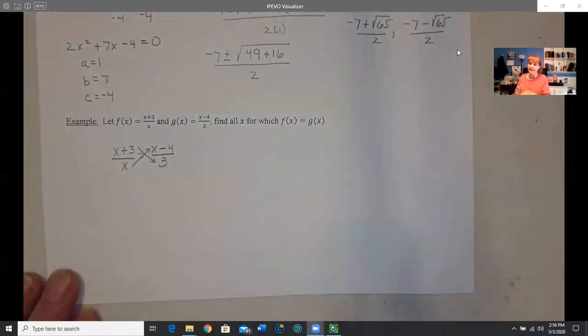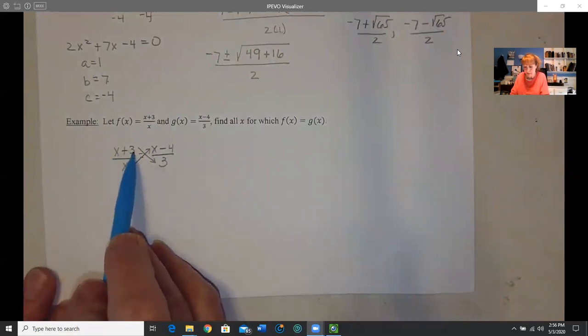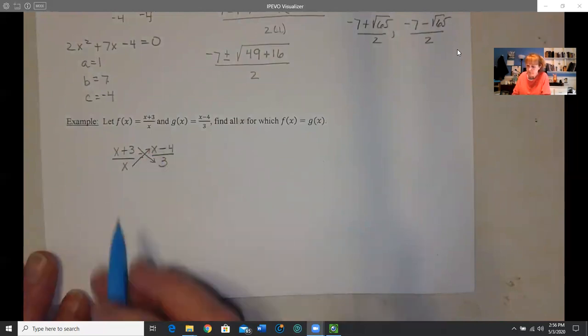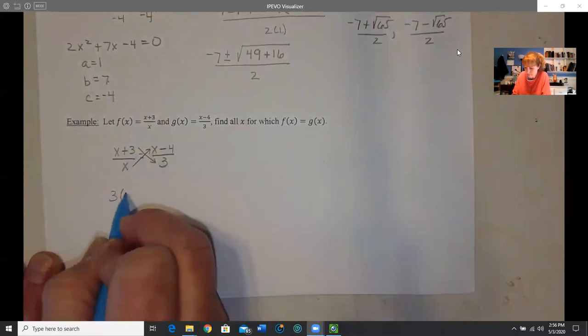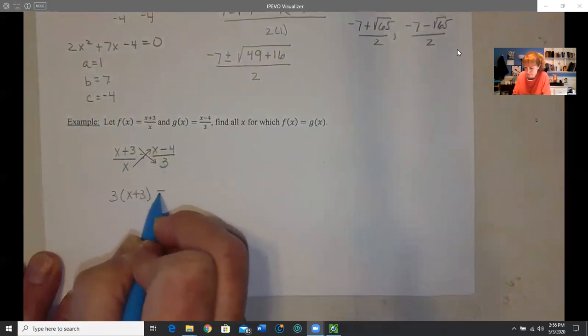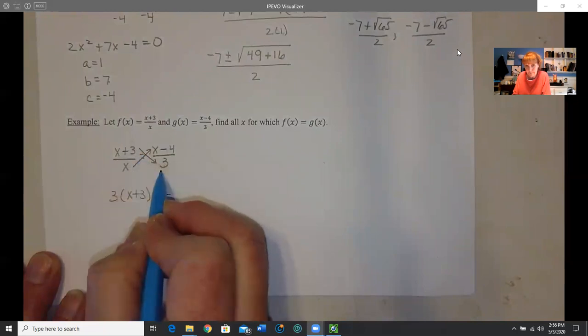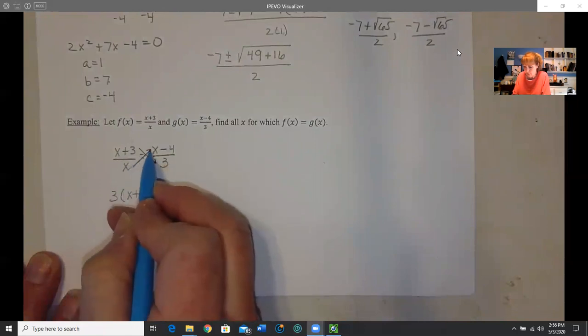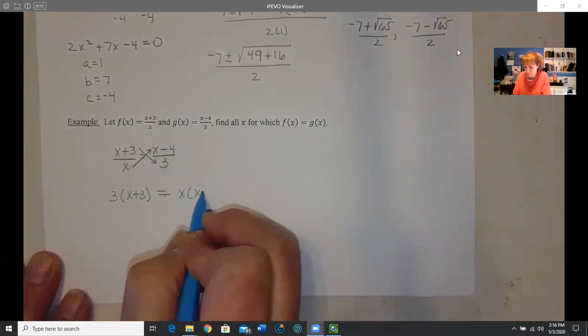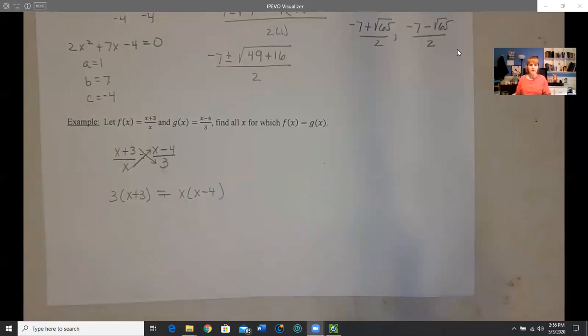Okay? And it doesn't matter which one you do first. You could take this x plus 3 times 3 first, and then multiply those. It doesn't matter. Let's go ahead and multiply x plus 3 times 3. That's going down this way. Equals. Now you have your equal sign and you cross multiply. So you can cross multiply when you have just a fraction equaling another fraction.